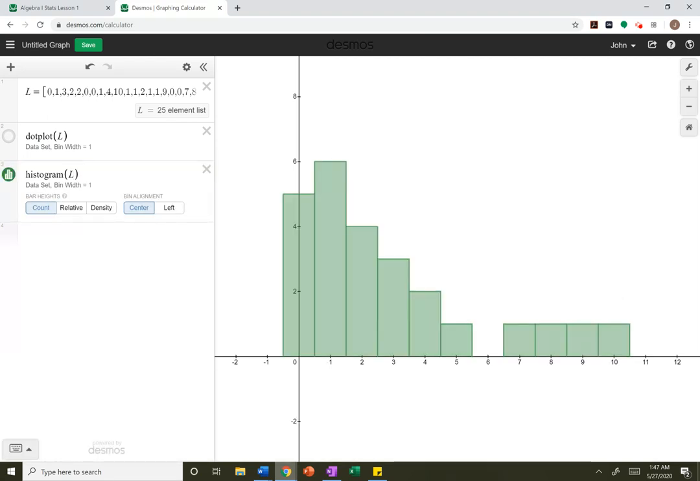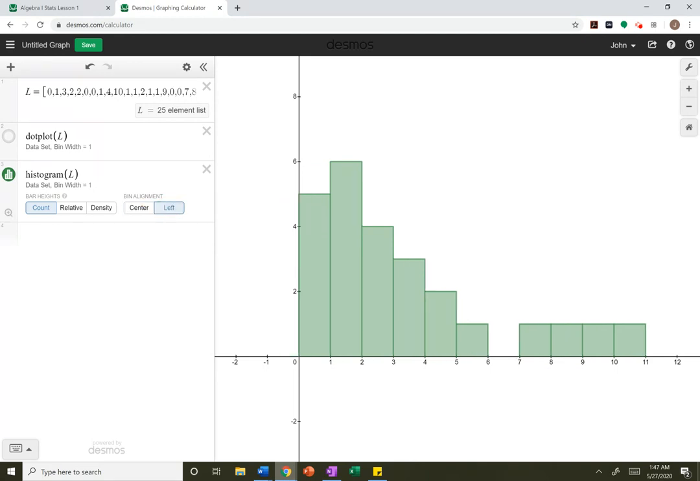On the homework, I'm going to have you center it to the left, just so you know to do that. I kind of like it centered on the left rather than it being centered. So I can align the bins to the left. So on the homework, I'm going to have you change it to the left.